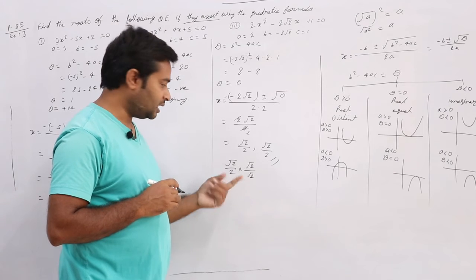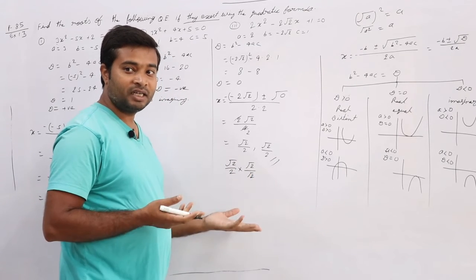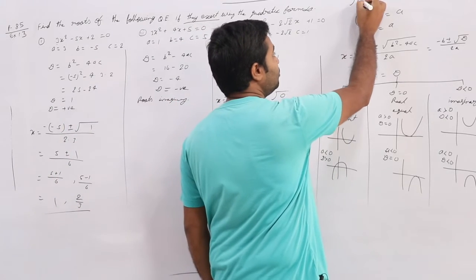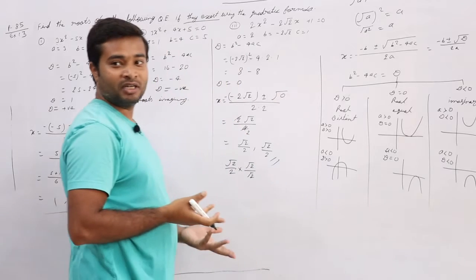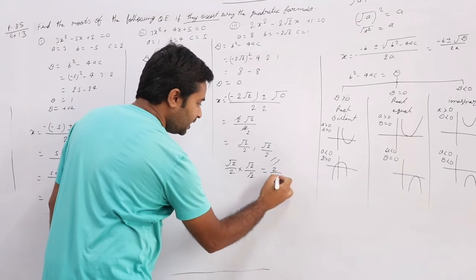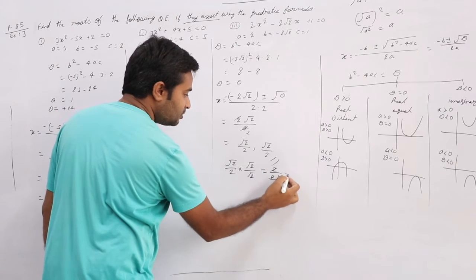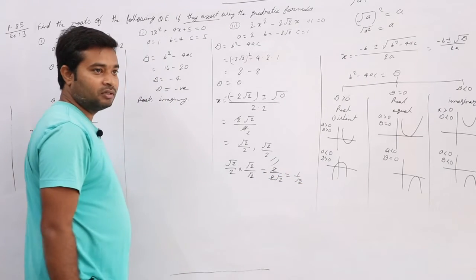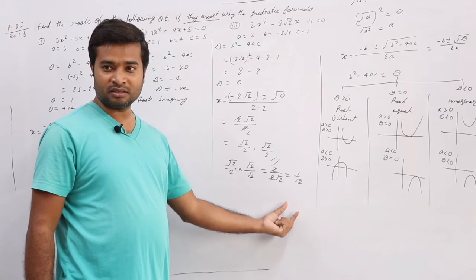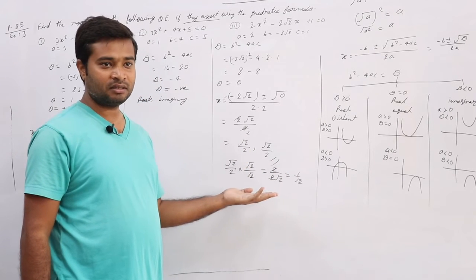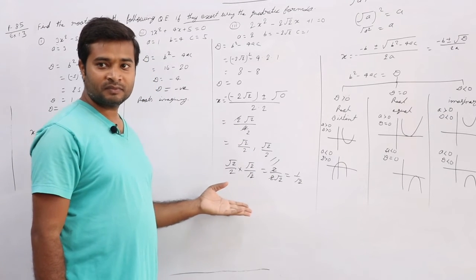Now, root 2 into root 2 is 2 only. I told you before, root a into root a is equal to a. So here 2 by 2 root 2. 2 by 2 cancel, so 1 by root 2. So either you write root 2 by 2 or 1 by root 2, the answer is same only. And one more thing, you learned how to do rationalization.